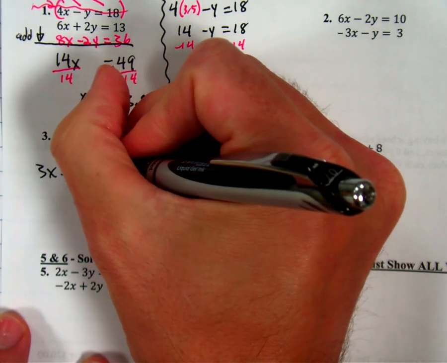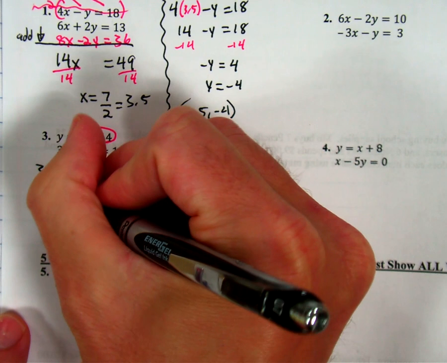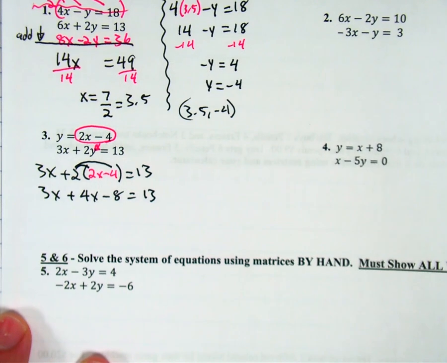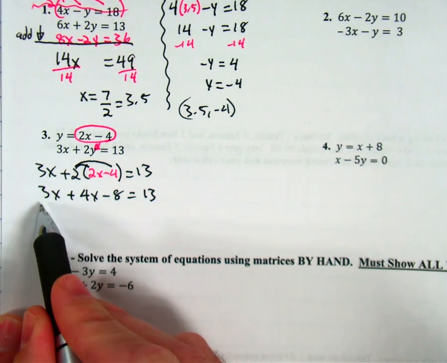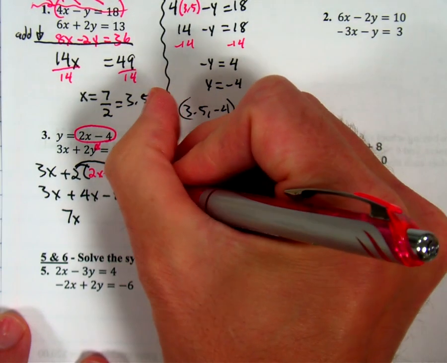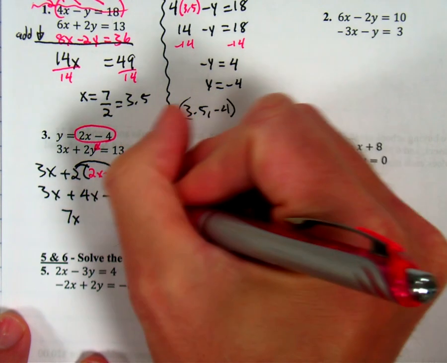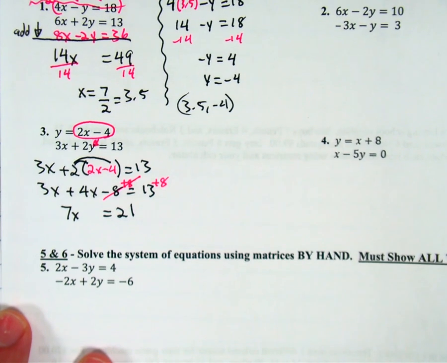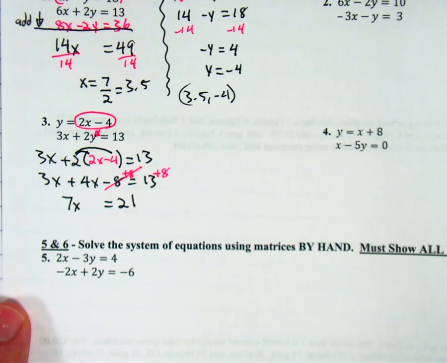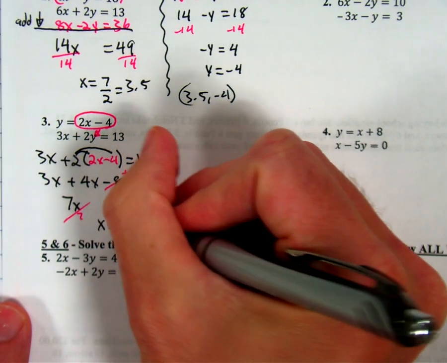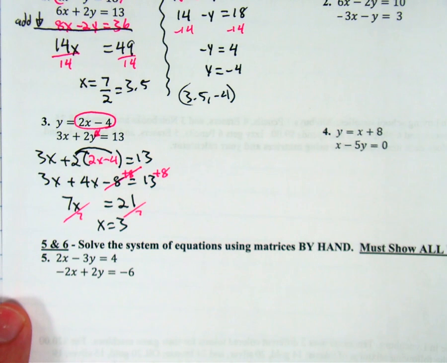We're going to distribute this times 2. 4x minus 8. Okay, put your x's together. 3x plus 4x is 7x. And let's add 8 to both sides. 7x equals 21. Divide by 7. X equals 3. We got our x number.